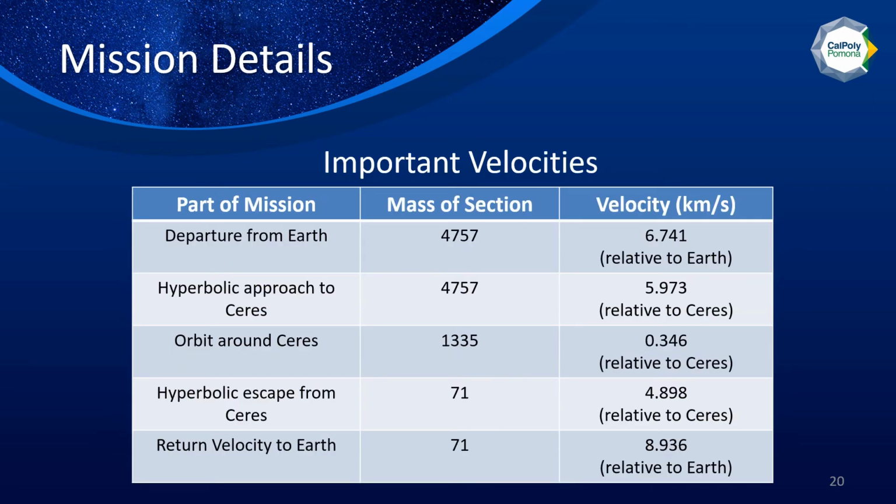Here are the important velocities with relation to specific times during the mission. Mass does not change during the departure from Earth and the hyperbolic approach to Ceres because we assumed the burn to be almost instantaneous at the surface of Earth. No burn is conducted. An insertion burn is conducted, which reduces the overall mass while orbiting Ceres. The lander is ditched after the rendezvous with the orbiter, and the spacecraft is ditched after the hyperbolic escape, leaving just the capsule. The capsule will enter Earth's atmosphere and land in a body of water.